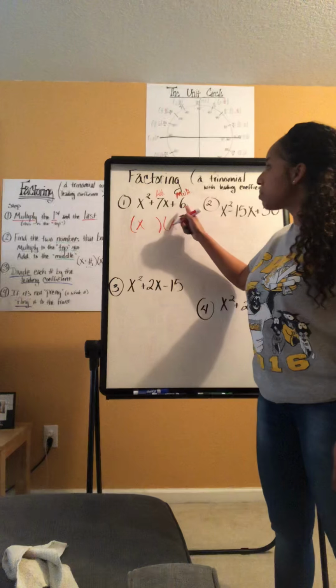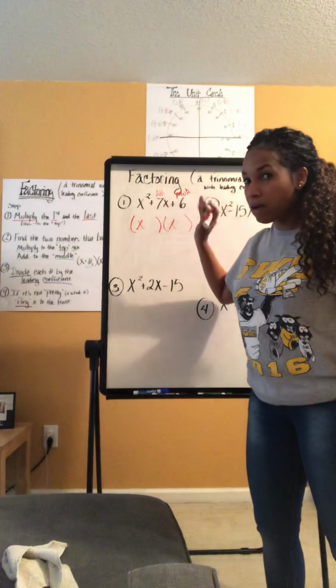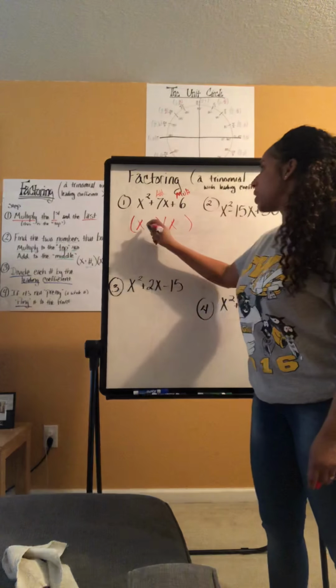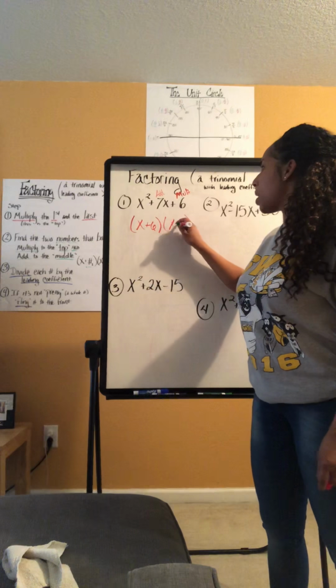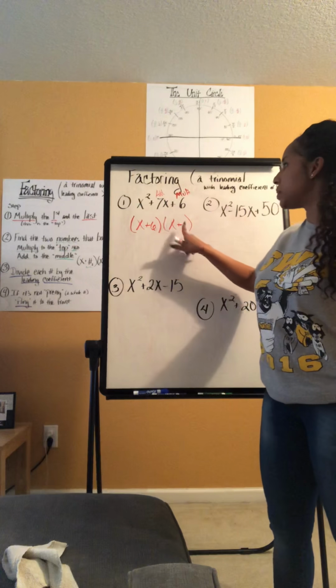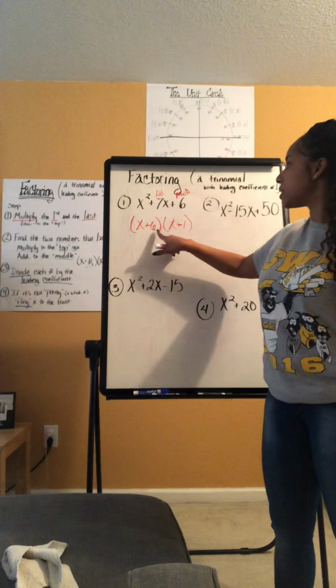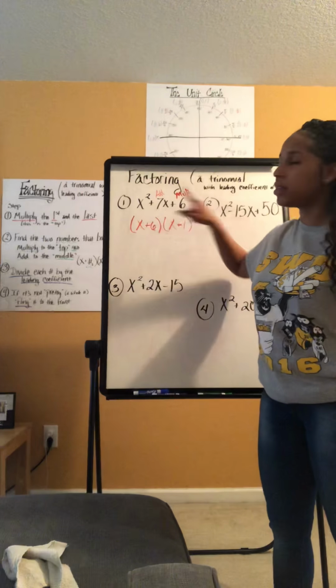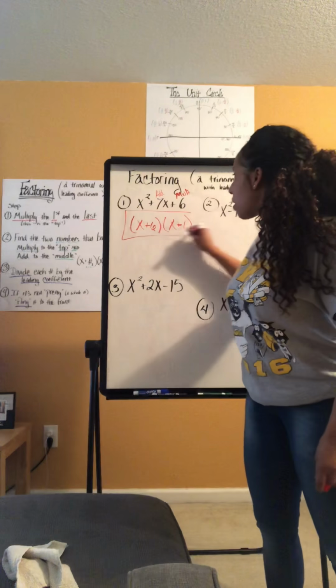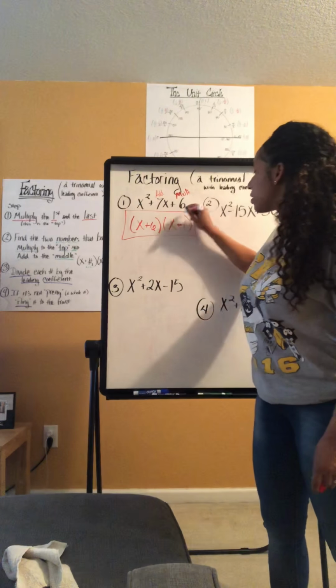The numbers that multiply to 6 and add to 7 are 6 and 1. A positive 6 and a positive 1. 6 times 1 is 6 and 6 plus 1 is 7. So this is it. That is how we factor. These are the only two numbers that will do both of these things.